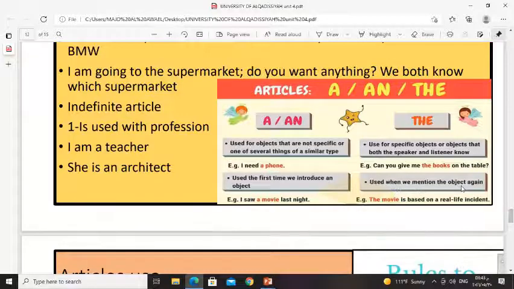The is also used when we mention the object again, when the speaker returns to the same thing. The movie is based on a real life incident. Here he talks about a specific, repeated thing in real life.